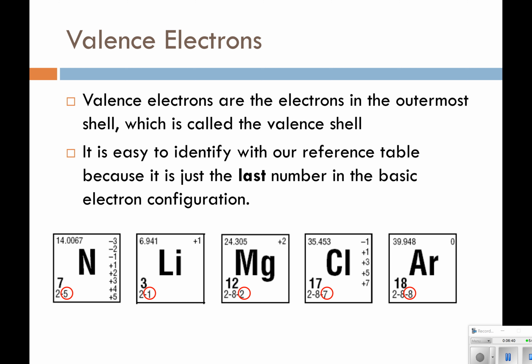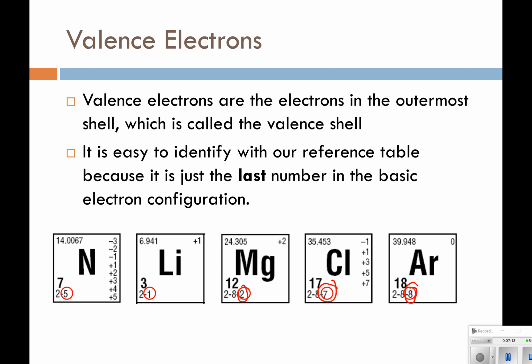So the valence electrons are only the electrons in the outermost shell, which we call the valence shell. In each of these examples on the bottom here, the last number in the configuration is how many valence electrons that element has. So chlorine has 7 valence electrons. Argon has 8, completely filled. Magnesium has 2. Lithium 1. Nitrogen 5. We don't worry about the other PELs, only the number at the end. So it's pretty easy to identify. We just look at the entry in the periodic table, and it's the last number in the configuration.